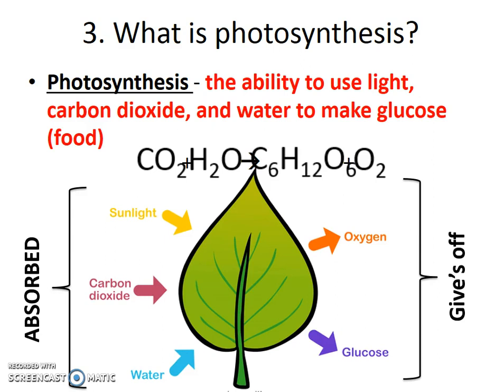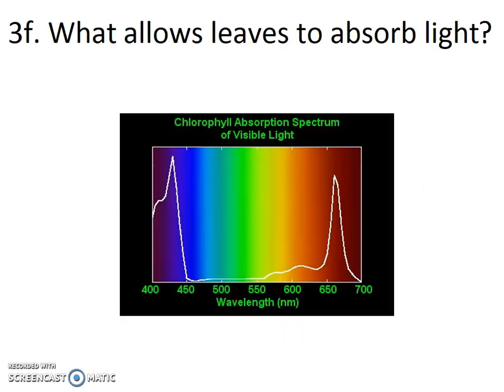Okay, well, what about that light? How are plants absorbing light? I mean, I understand they're getting CO2 because CO2 is in the air. I understand they're getting water because water's in the ground. But how are they getting light?